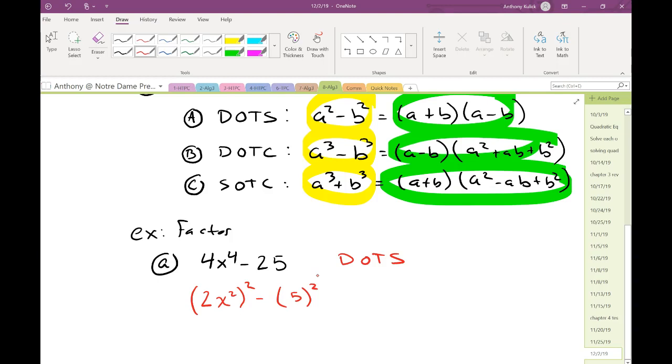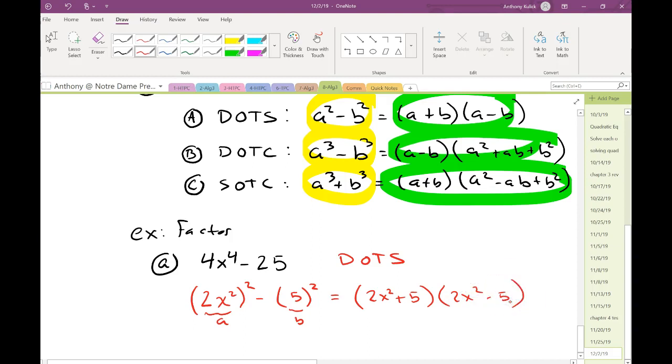So you'll often have to use that trick to be able to identify your difference of two squares or difference of two cubes or sum of two cubes. It might not be quite as obvious as just staring you in the face, but you might have to do a little bit of rewriting. So in this case then, my value for a is 2x squared, and my value for b is 5. So I have a squared minus b squared, or a plus b times a minus b. And I'm done.